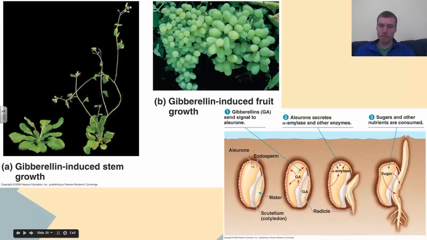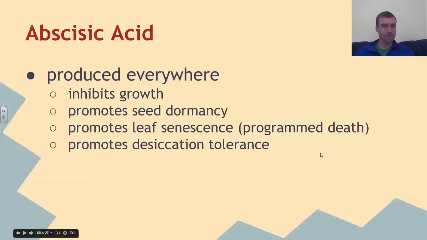And then here in seed germination, the gibberellins are released, and when they're released, that tells the aleurone, which is the coating around the seed, to release amylase. That amylase is going to break down the starch found inside the seed, so that starch can be broken down into sugars, which can then be used by the shoot as it is growing, as the seedling tries to find its way up out of the soil.